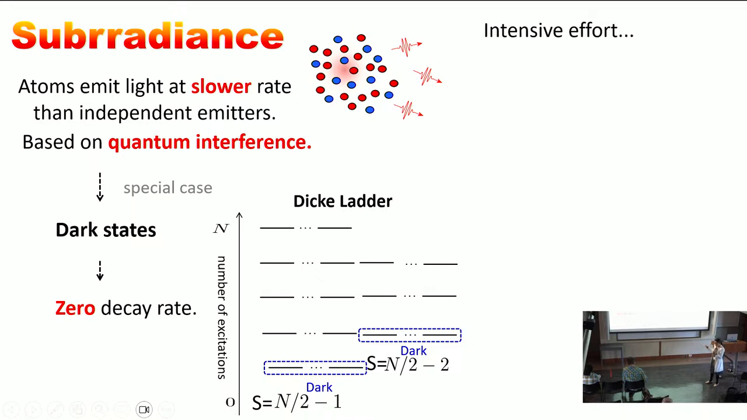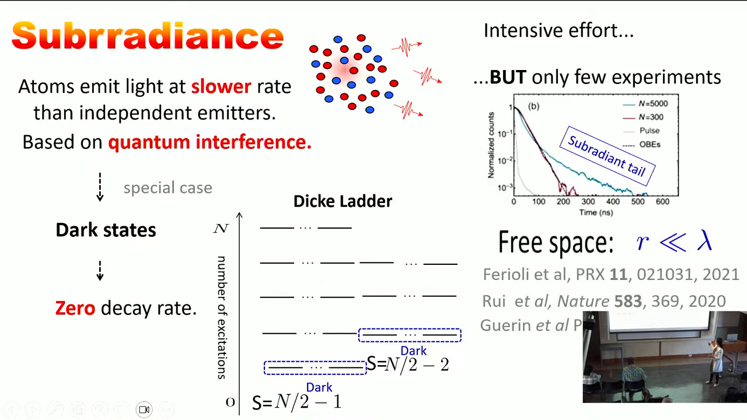And as we saw yesterday, there have been nice efforts trying to look at this subradiance or dark state in experiments. There has been great progress with the development of arrays of atoms. The challenge is that in free space you have to place the atoms at a distance much smaller than the wavelength, but still there has been nice progress.